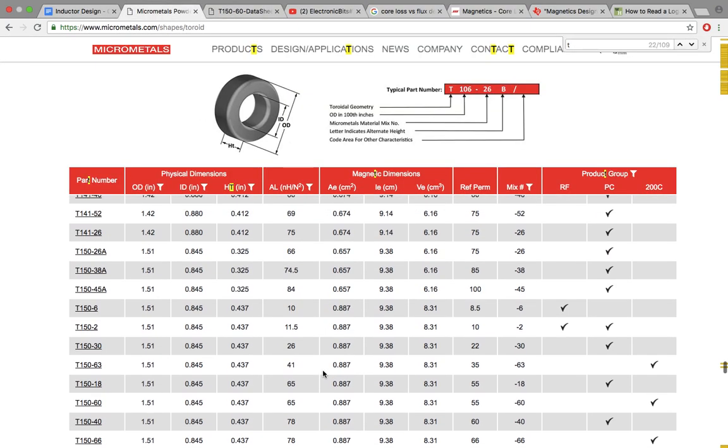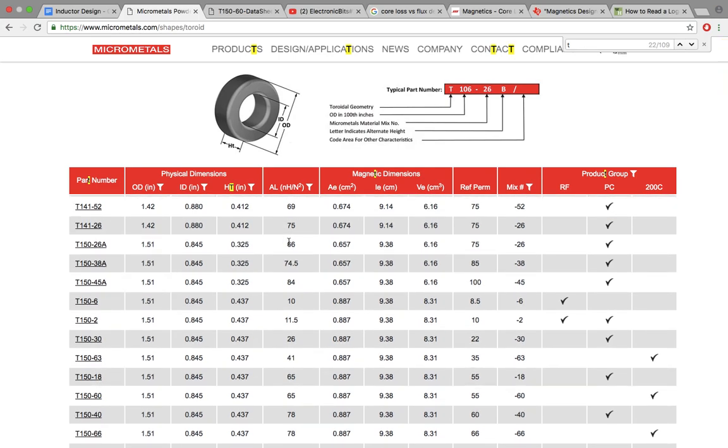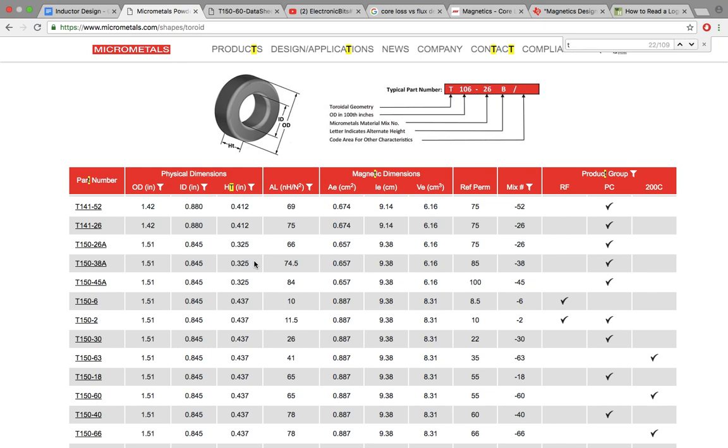So if you can choose the core with the AL value which is less than but close to that 77, then the difference between the number of turns which you get from both formulas will actually start reducing. Okay, but we cannot get exactly 77 because manufacturers may not have it. So you can choose accordingly.